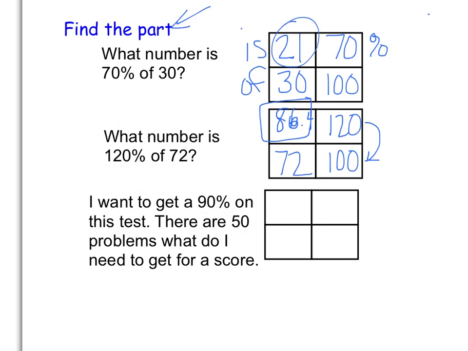I want to get a 90% on this test. There are 50 problems. What do I need to score for? What do I need to get for a score? Well, 90%, that's an easy box to fill. If there are 50 problems, is that the whole group or the part of the group? 50 would be the whole group. So I'm going to crisscross multiply, divide by the lonely guy, and I get 45. That's the minimum score. I have to get 45 out of 50.